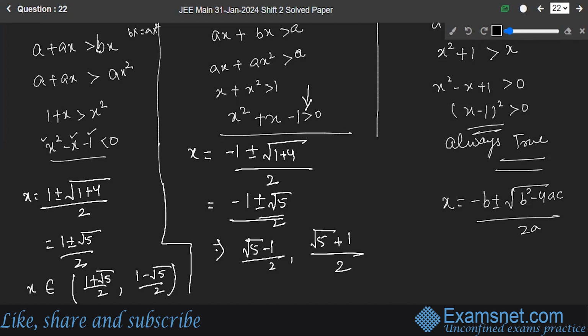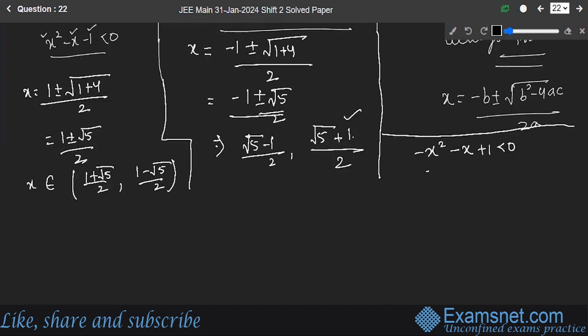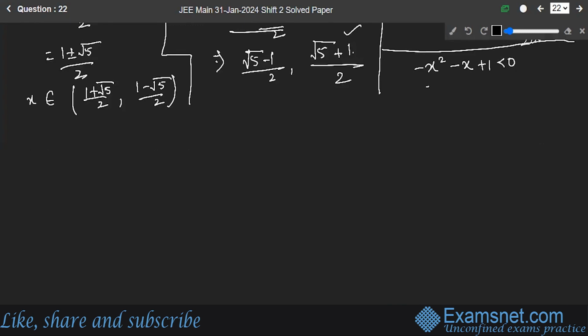Okay, I'll just explain this thing. Otherwise, it should have been minus root 5 minus 1 upon 2. But you can write this equation as minus x square minus x plus 1 is less than 0. So following that, you will get this also as one of the roots. Okay, so combining both of them, you will get x belongs to root 5 minus 1 upon 2 to root 5 plus 1 upon 2.